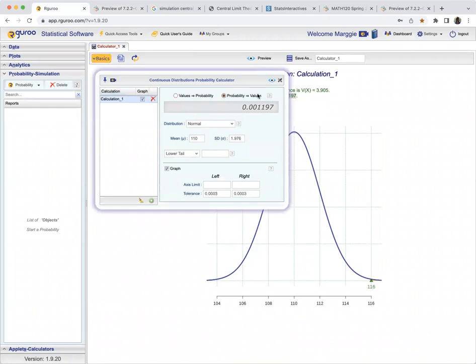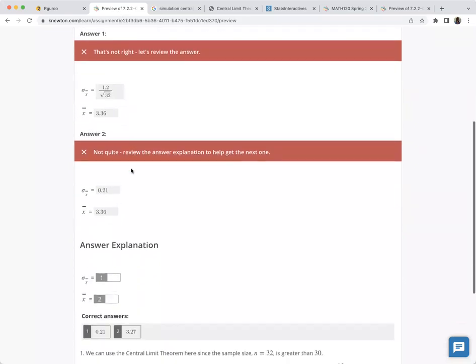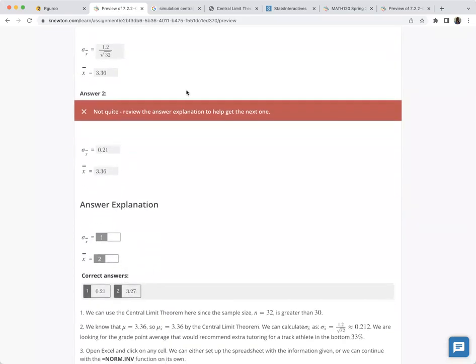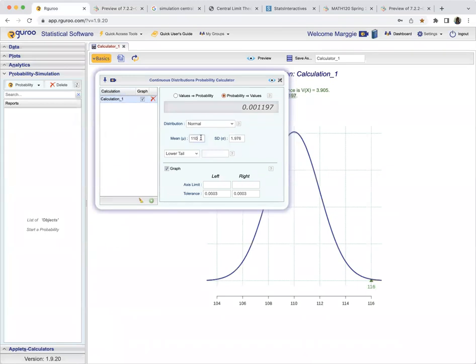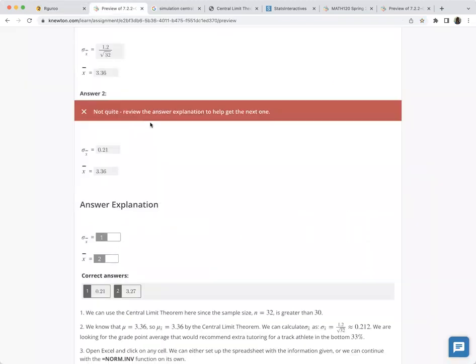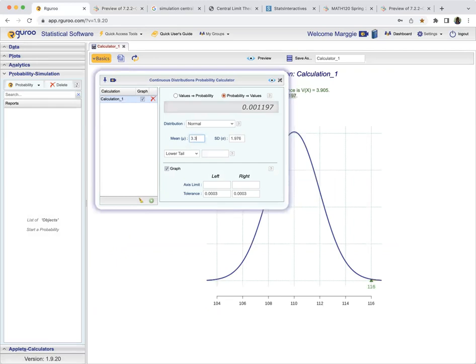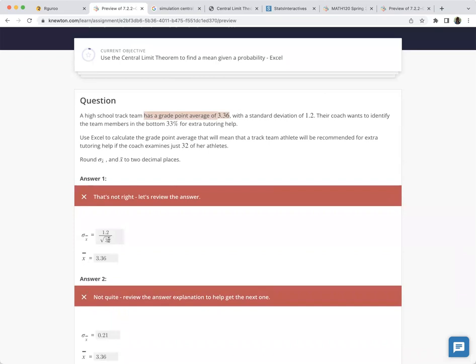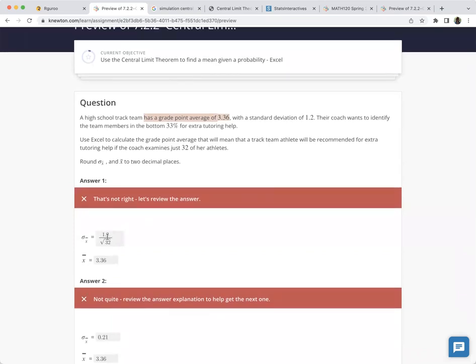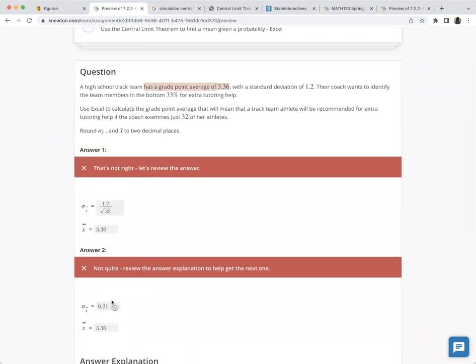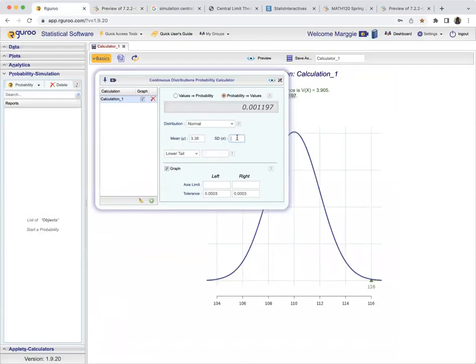So now we have a probability. We need to find a value. That value is the 3.27 that I missed. So let me just go back here. The mean, and again, everything is given to you in here. So the mean is 3.36. Standard deviation is just what I found, 1.2 over square root of 32. It's 0.21, so that you need to put in here.